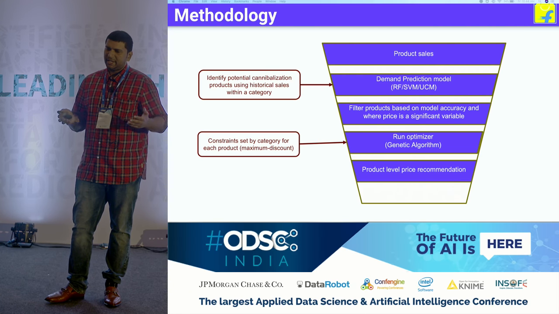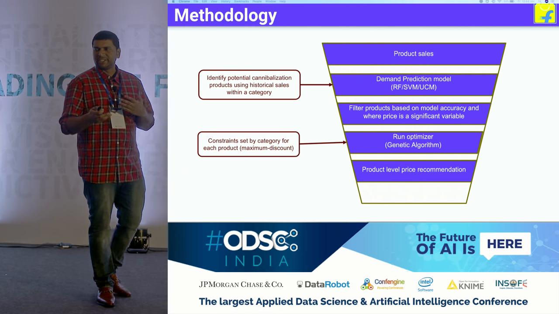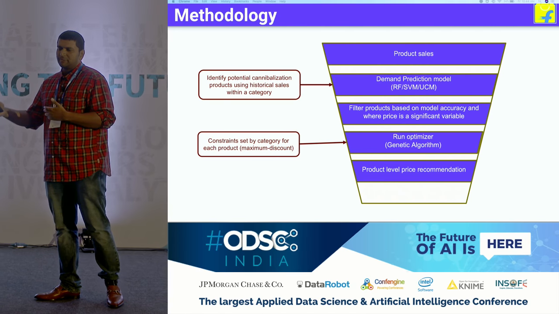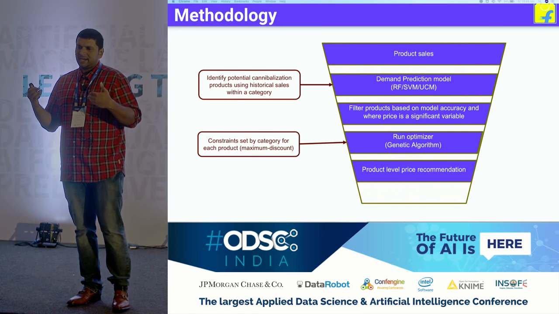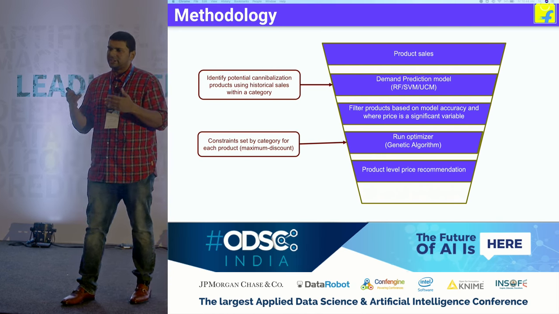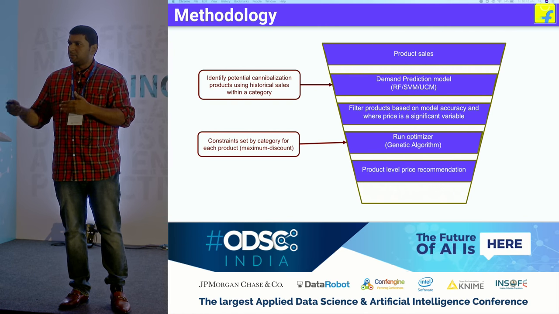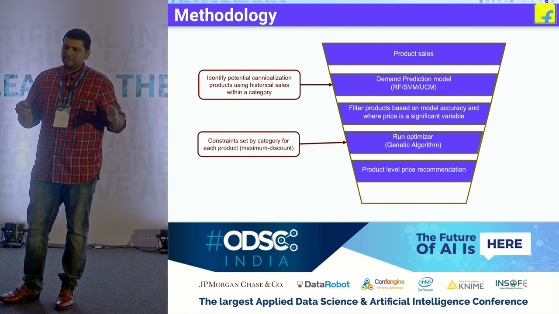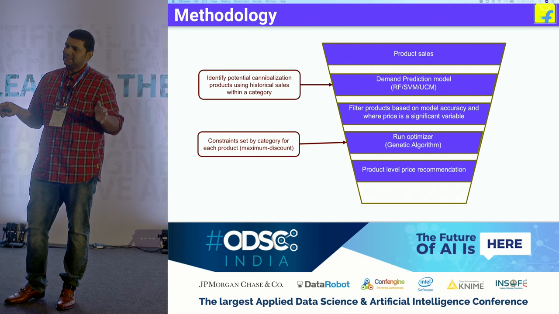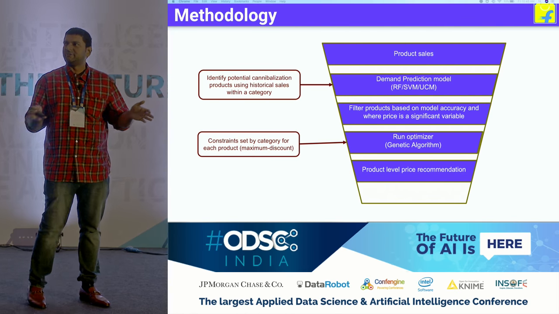So we use a random forest with lagged variables, or support vector machines, or an unobserved component model, or something like that. Any model which can suitably sample the posterior distribution of the demand itself, depending on what it is. Once we do that, we filter products based on model accuracy, because we won't find infinite model accuracy everywhere you go.